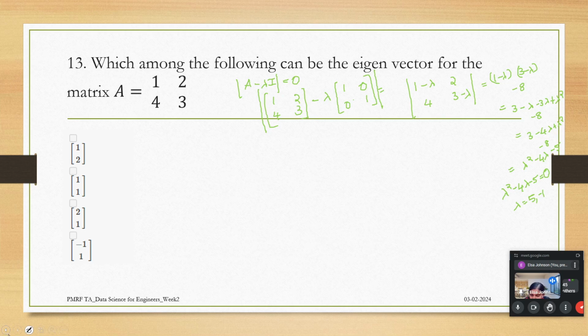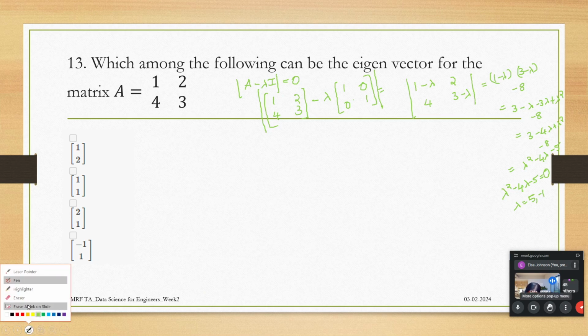just check once more. I'll also check in the calculator. So degree, so just wait a moment. 1 minus 4 and minus 5, so it's 5 and minus 1. Yeah, it's 5 and minus 1 only.